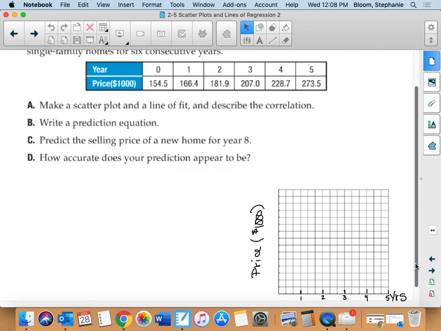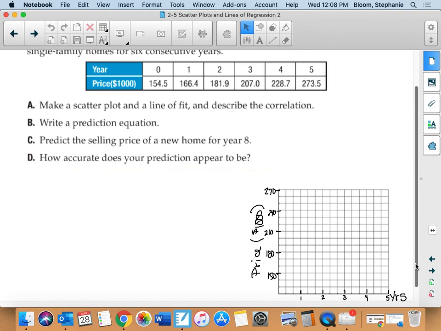Let's see. And then I'll go by 30s. 180, 210, 240, and then 270. Okay, so let's plot these points.